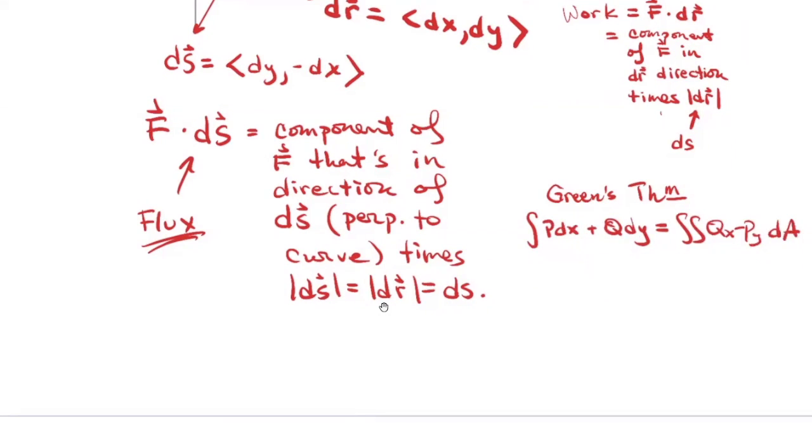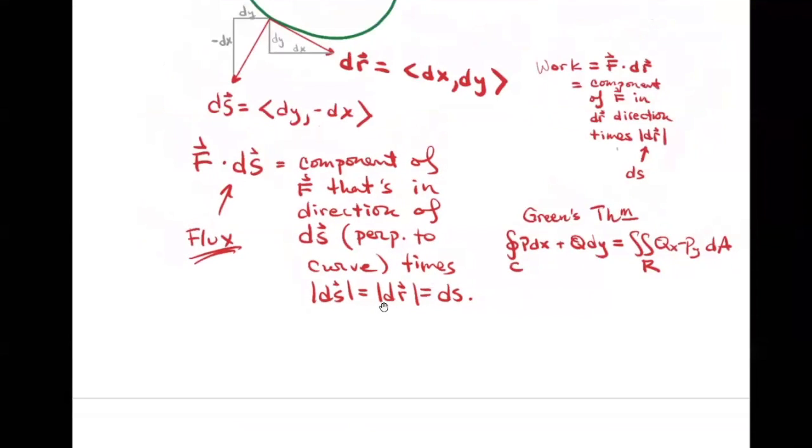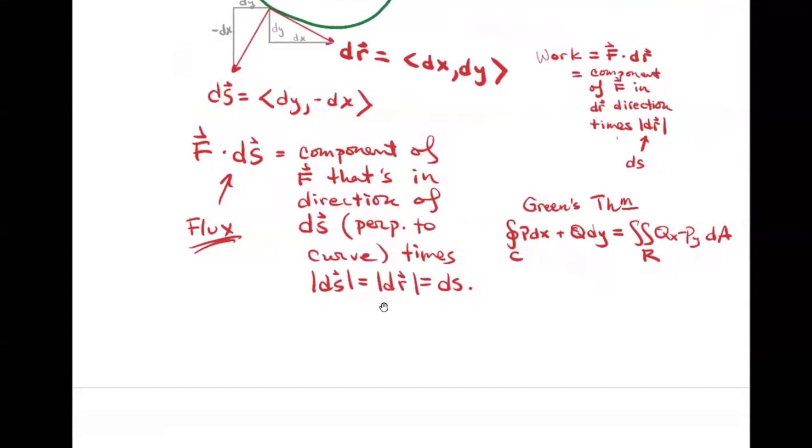Okay, this first one's over the curve C, a closed loop. R is the region contained inside for Green's theorem. So flux is basically the flow, if you were thinking of this as a fluid flow now, of the field F across the surface S, okay?